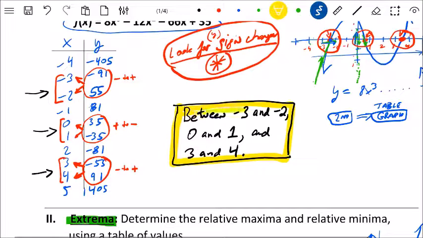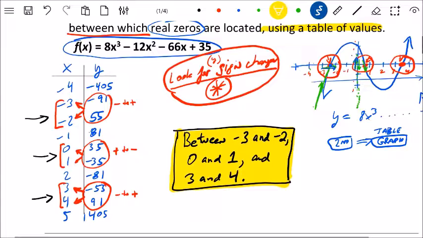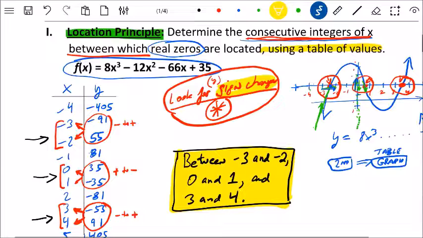The whole thing hinges upon having the table and recognizing that it's where the signs change for the y's that you go over to the x's and find those consecutive x's where that sign change happens or occurs between. So that's what we're looking for here, sign changes. Let's get all that writing back. That's our key thing. That's for the location principle.